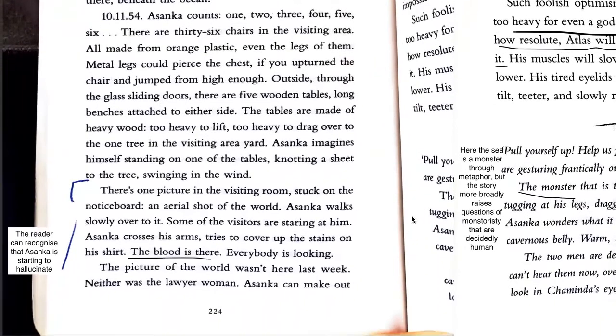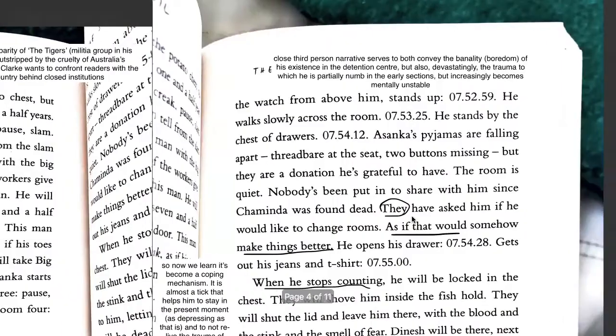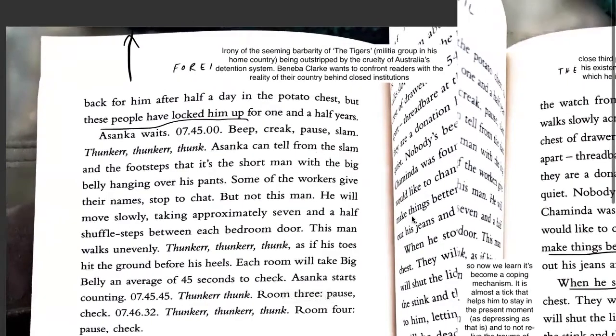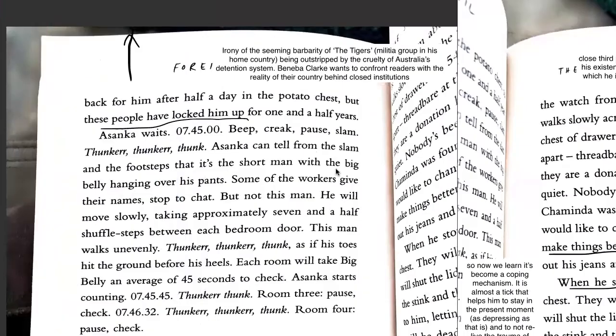All right, so at the visitor center, what's her name? The girl, Loretta? This is when I need you guys here to help me. What's her name? Yeah, it is Loretta.